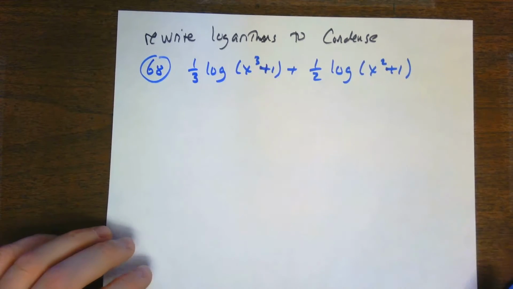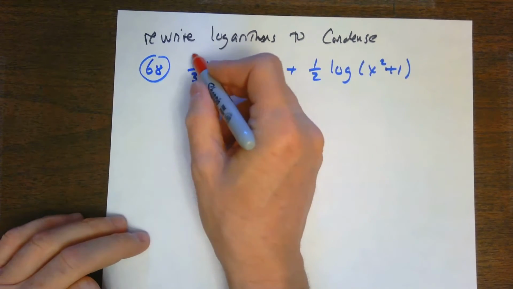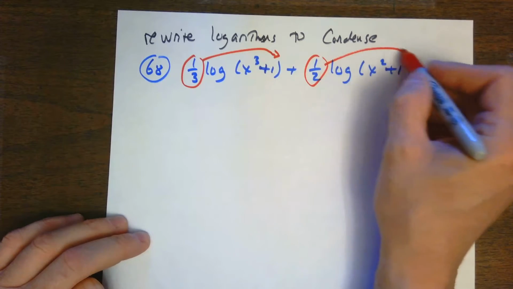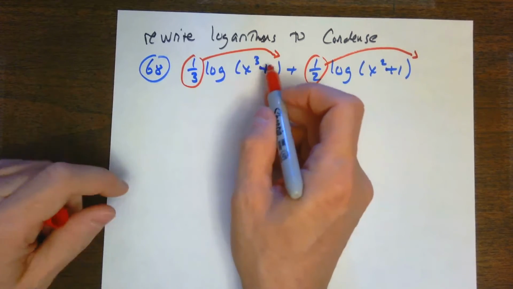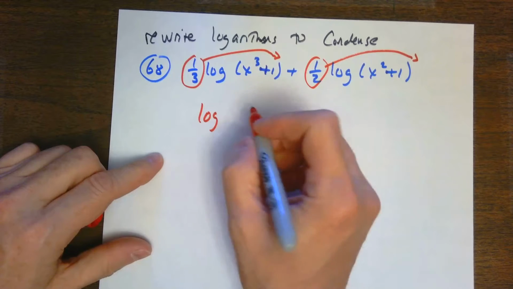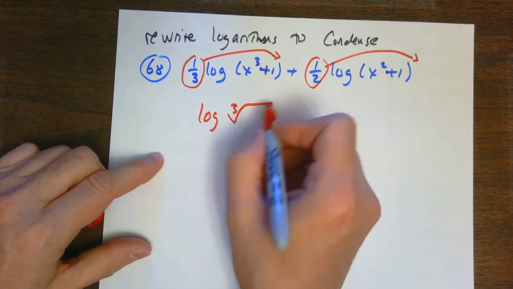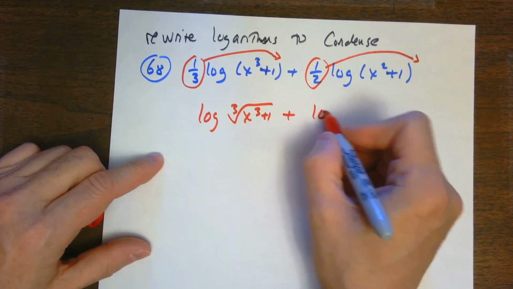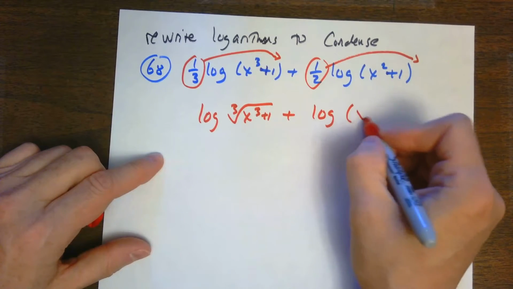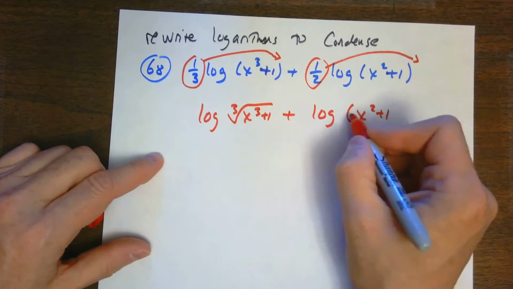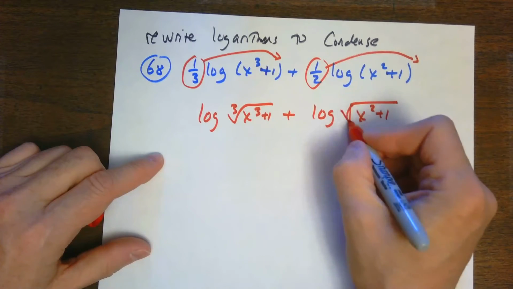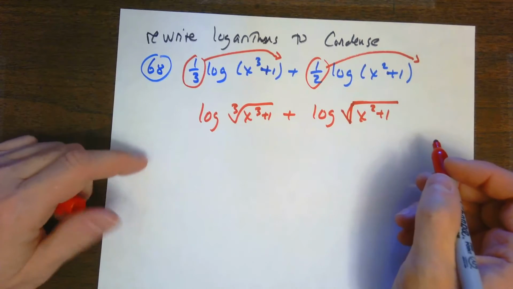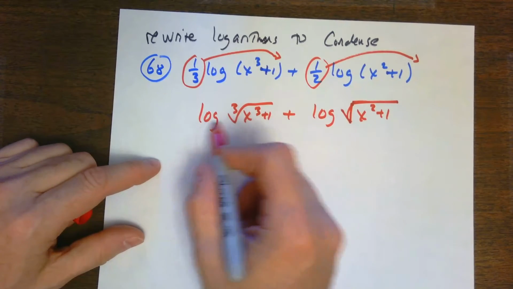So I'm going to rewrite the powers here. This 1/3 is going to come up here, the 1/2 is going to come up here. Well, what is something to the 1/3 power? Really, it's the cubed root: the log of the cubed root of x cubed plus 1, plus the log of the square root of x squared plus 1. So 1/3 is cubed root, 1/2 is square root. Now I don't have any other powers to deal with.